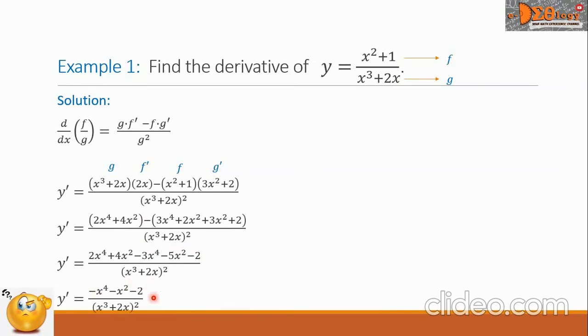And in the denominator, it will just be the same. The square of the quantity x cubed plus 2x. This is our derivative. This is the final answer.